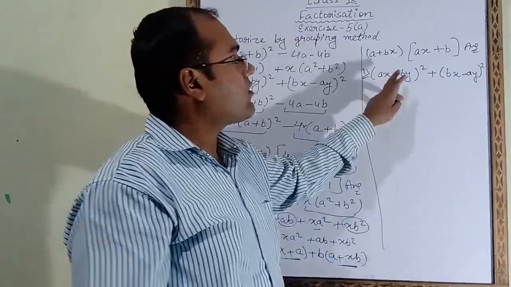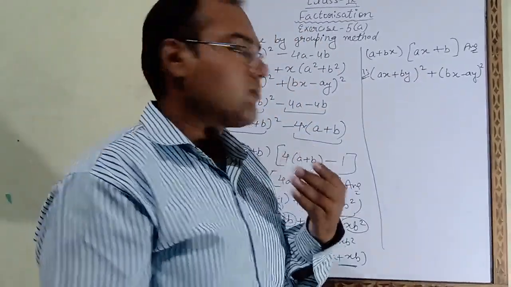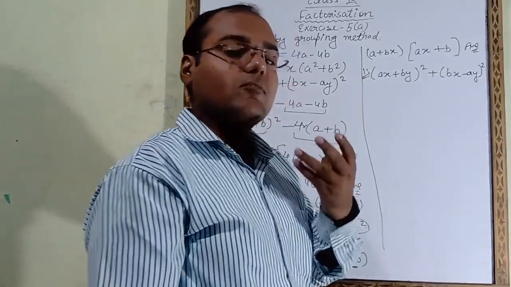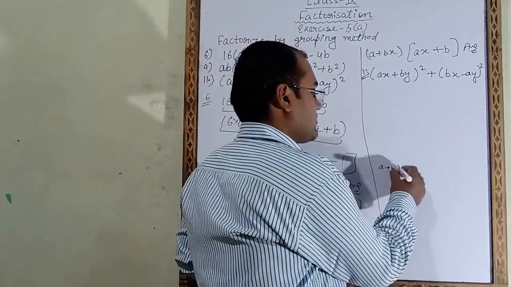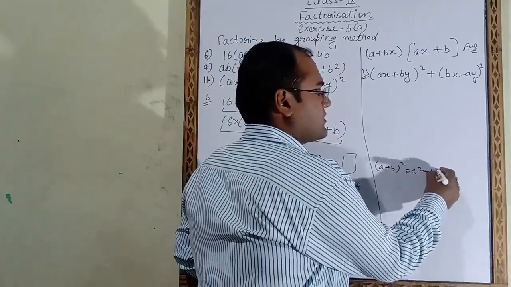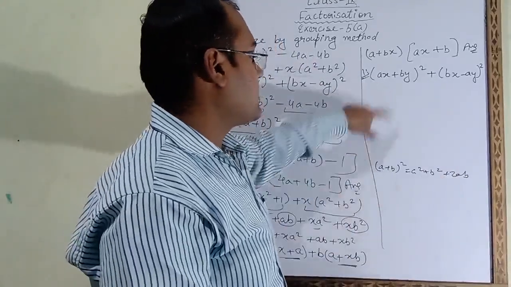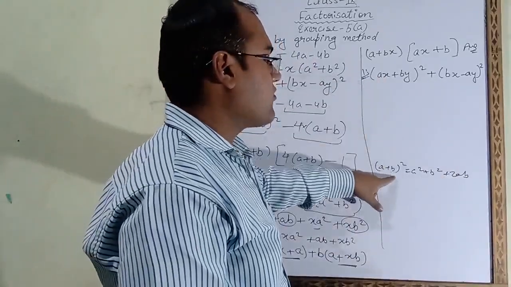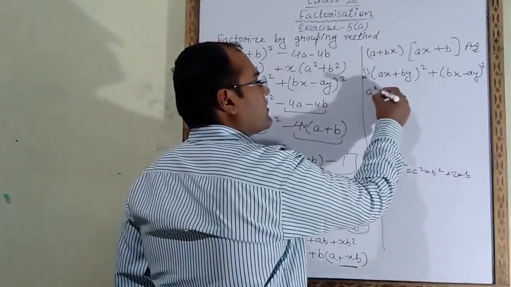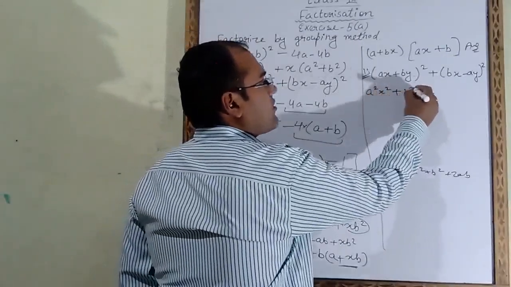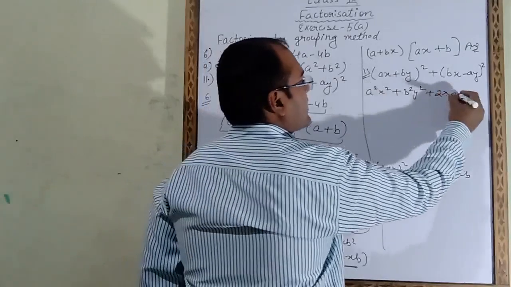Now what you have to do: first of all we will open this whole square. We will use the identity formula, the formula of a plus b whole square. What is the formula of a plus b whole square? a plus b whole square is a square plus b square plus 2ab. This formula we will use here. So instead of a we have to take ax, instead of b we have to take by. So what we have to do? Square of first number plus square of second number plus 2 into a into b.